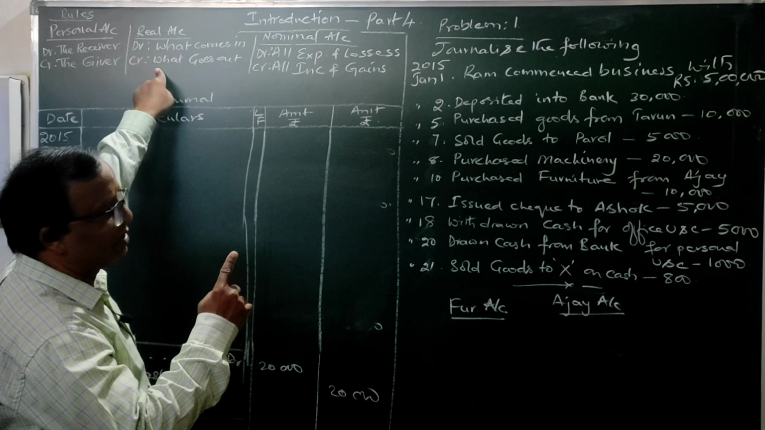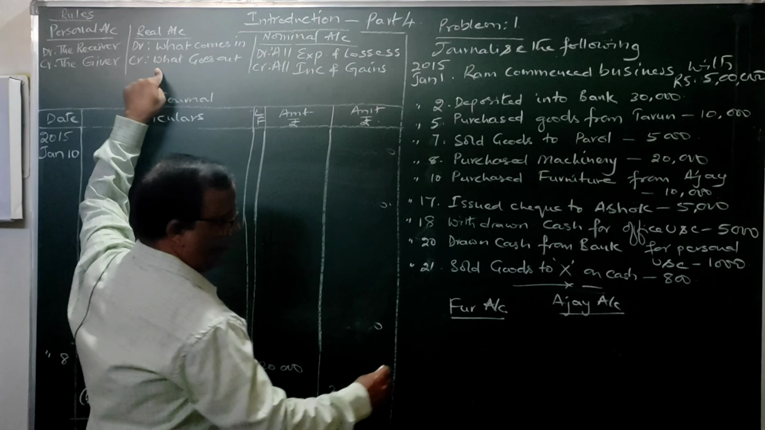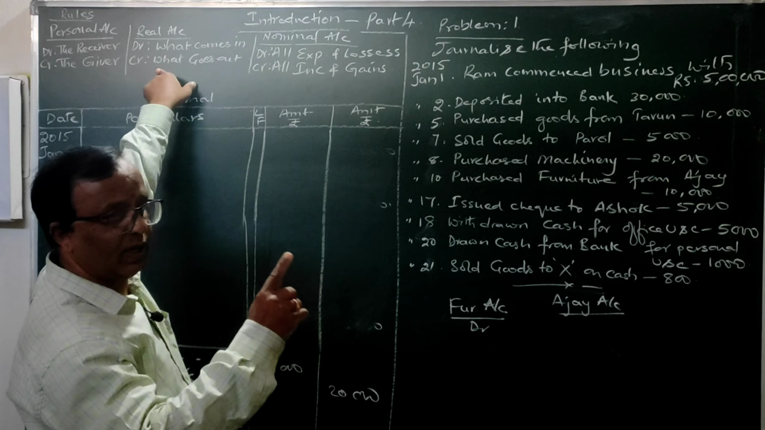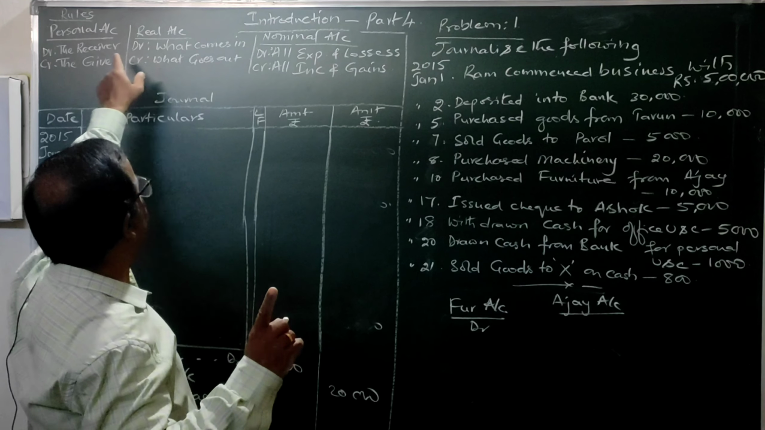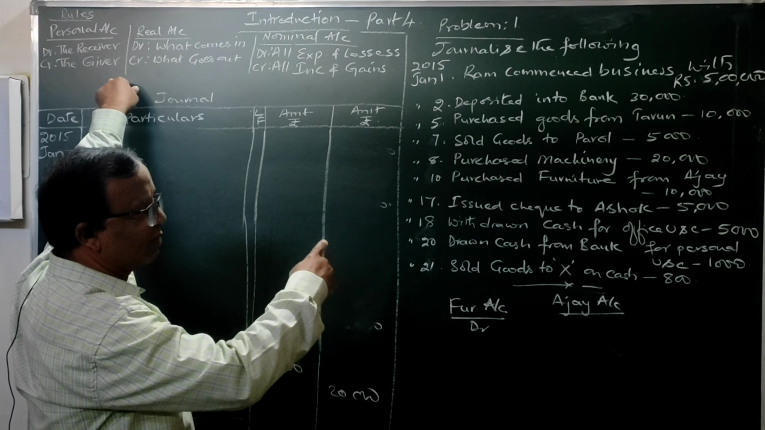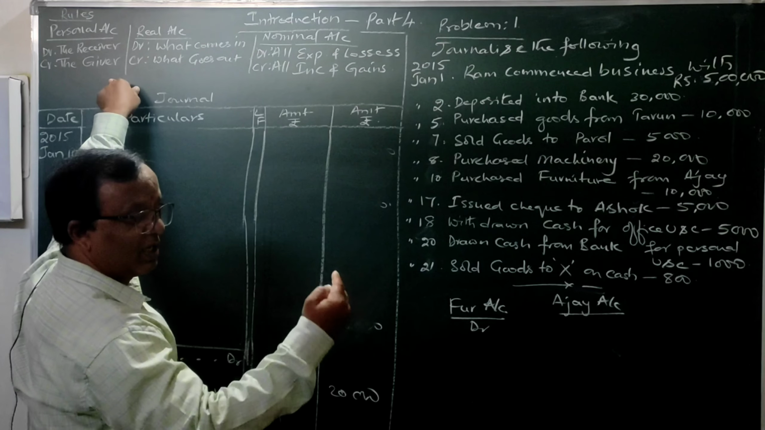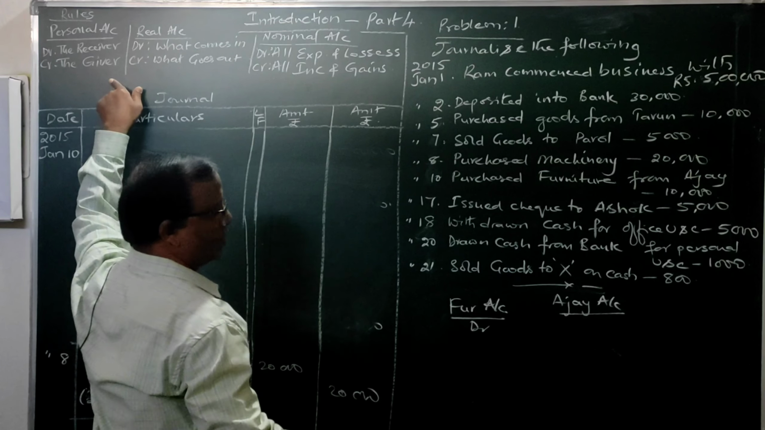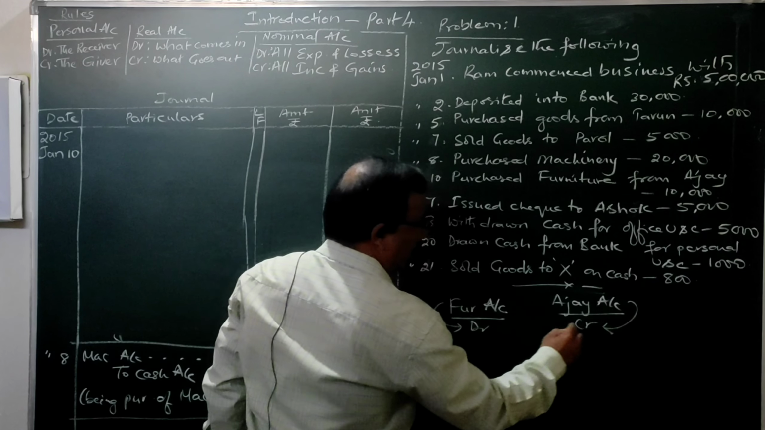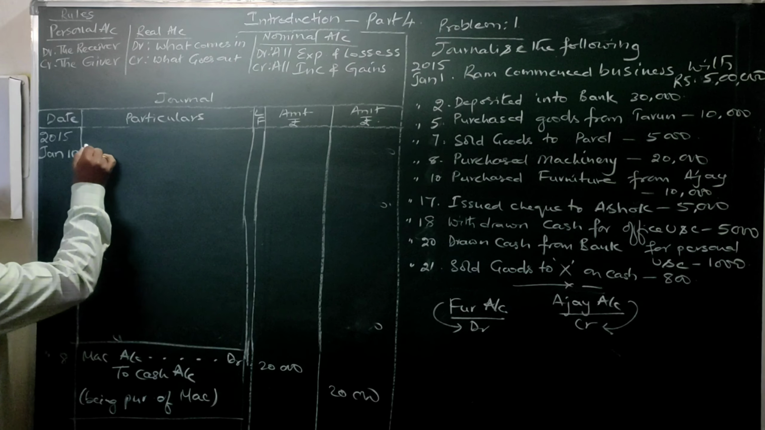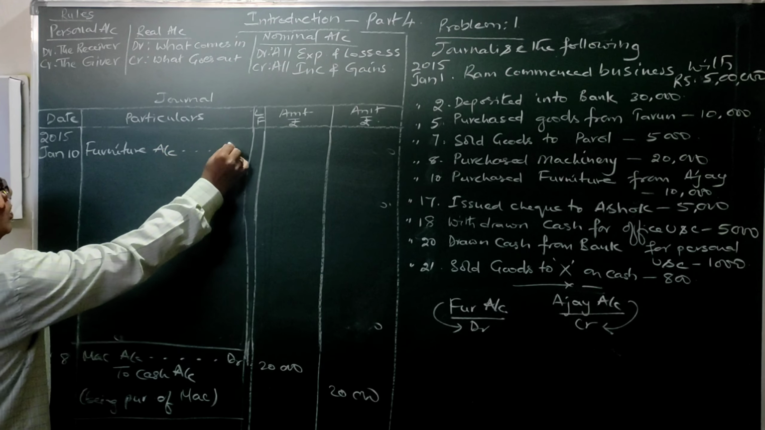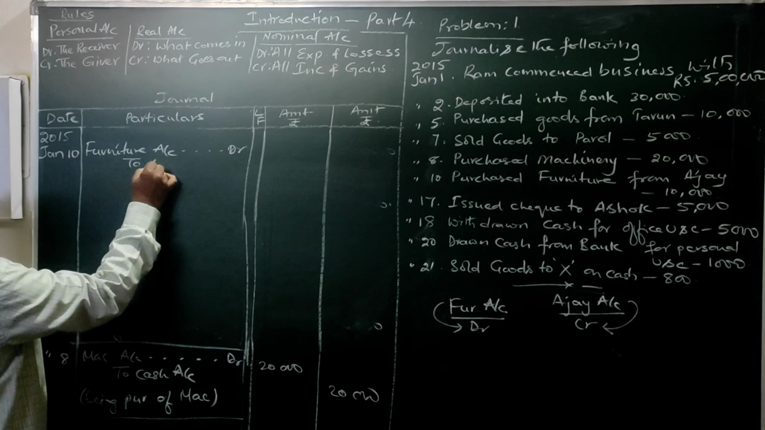When you have purchased furniture, furniture is coming into your business. So furniture account you are going to debit it. Then Ajay. Ajay is a name of a party person. So it is a personal account. Debit the receiver, credit the giver. In this transaction, when you have purchased from Ajay there, at that time Ajay is the giver. He is giving the furniture to you. So his account will be credited. So your entry will be furniture account debit to Ajay account.